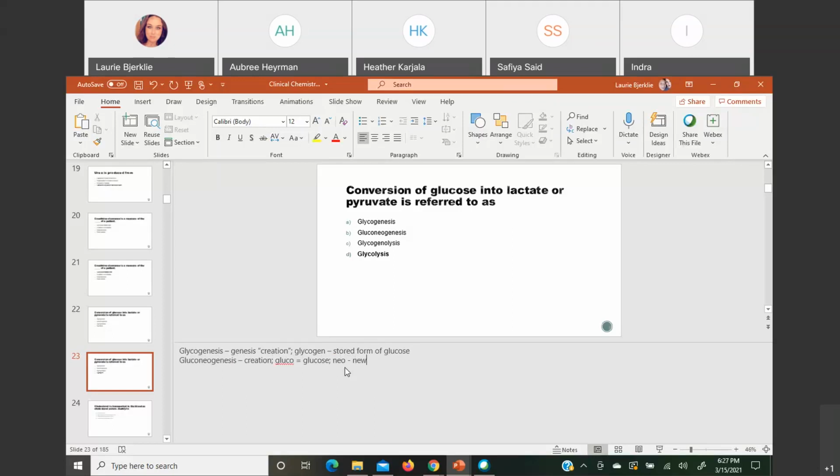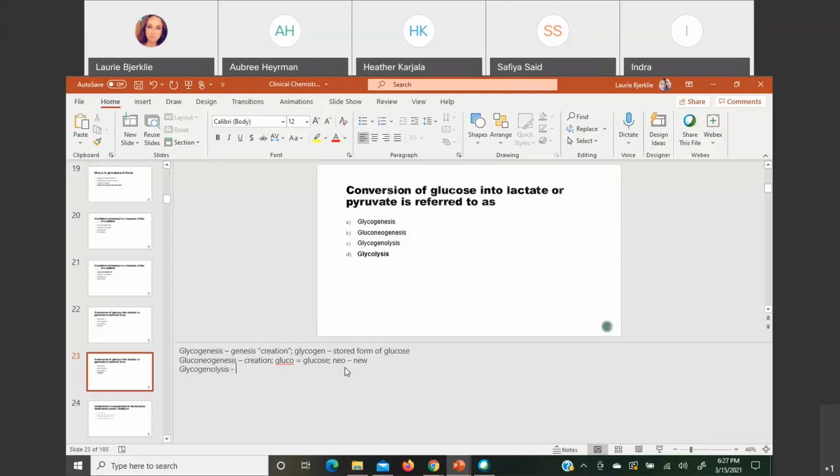So gluconeogenesis is when you can make glucose from amino acids or other things. They're going to take a different type of source and make glucose because they don't have the specific normal glucose available to them. So they're going to create glucose from a different new source. So that's gluconeogenesis.